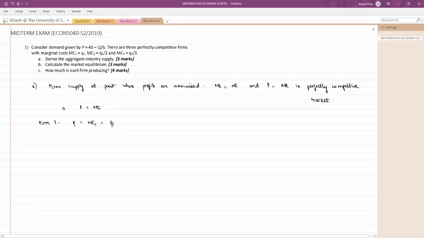Now remember, in a perfectly competitive market, firms take price as given. The price is determined in the market, and the firm will just take that as given and decide how many units of output it would like to supply. Whatever the firm supplies is not going to change the market price. So P is a number taken by the firm, and depending on the value of P, each firm decides how much to supply to maximize profit. For firm 1, Q1 is equal to the price in the market. This is the supply curve for firm 1.